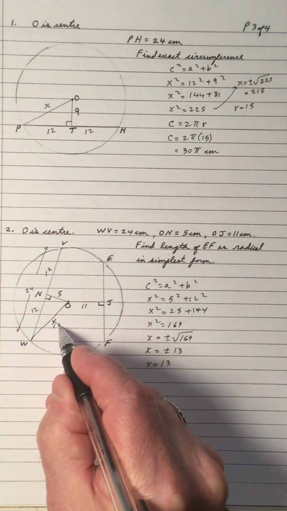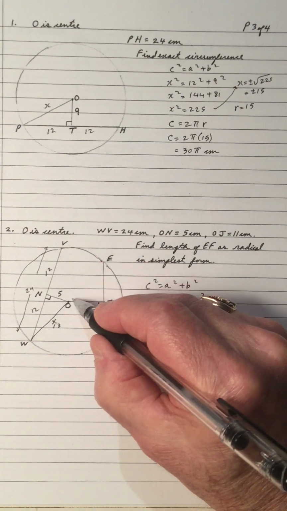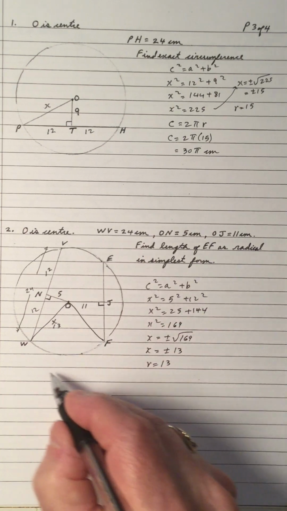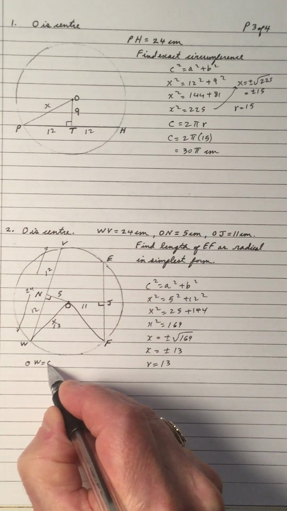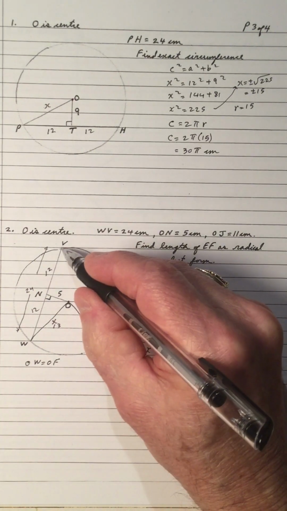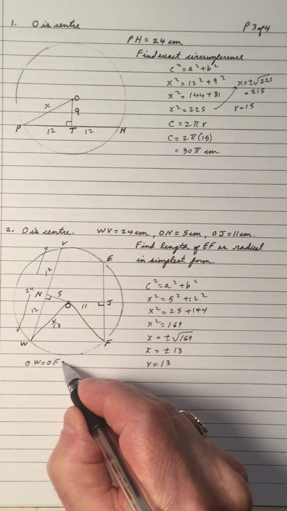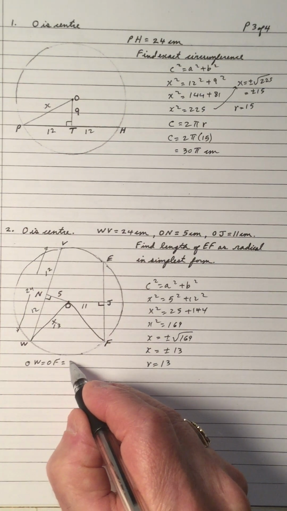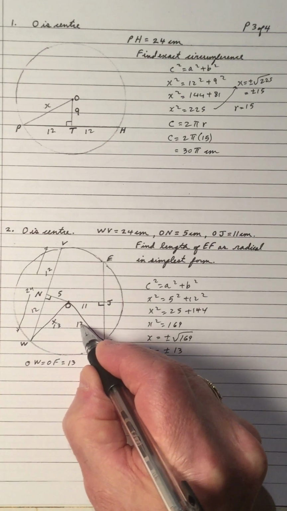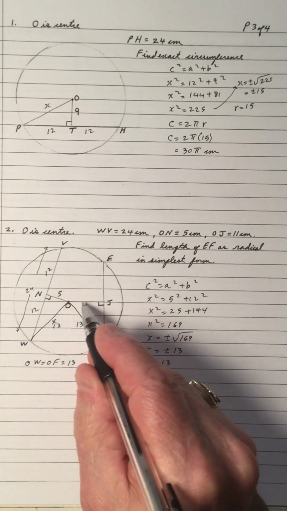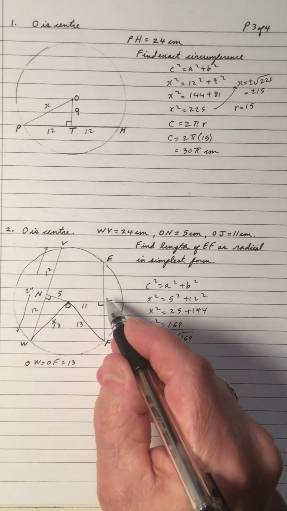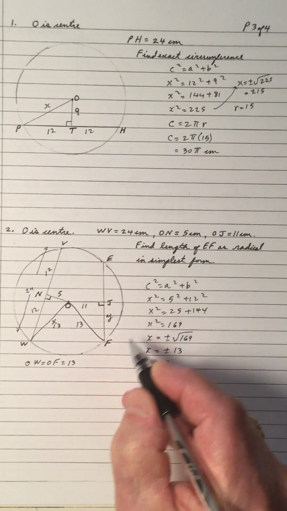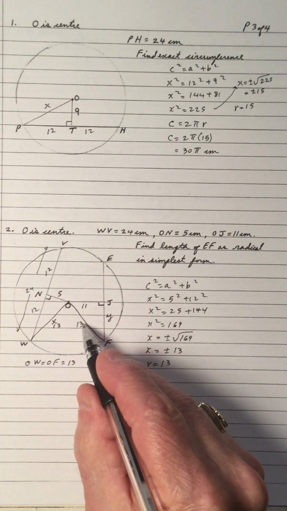So if this is a 13, now we can join this one up. So OW equals OF, and OV, OE, they're all equal because they're radii. So if OW is 13, OF is 13. So we put a 13 here. Now we have another right triangle. So in this right triangle, right here, we get the hypotenuse. So let's use a Y for right here. So on this triangle right here, the hypotenuse is 13.